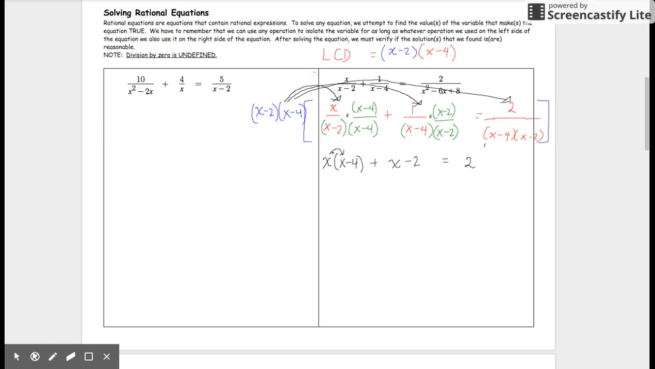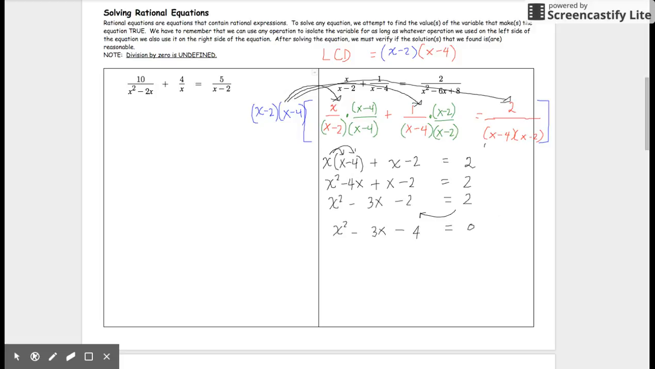Okay, so let's solve. We'll have here x times x is x squared minus 4x plus x minus 2 equals 2. Okay, we combine like terms, and so this becomes x squared minus 3x minus 2 equals 2. Now, because the highest exponent of x is 2, this is quadratic. And so we want the right side to become 0. So we'll bring over the 2 to this side. So we subtract 2 from both sides. And we're going to have x squared minus 3x minus 4 equals 0.